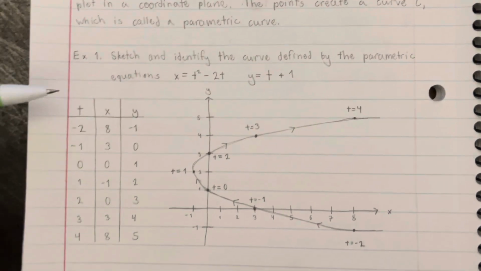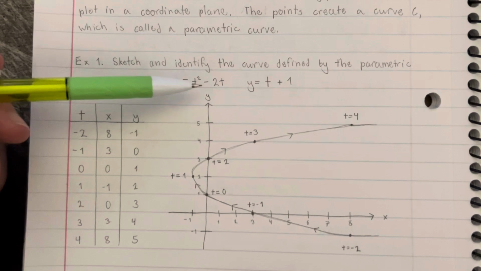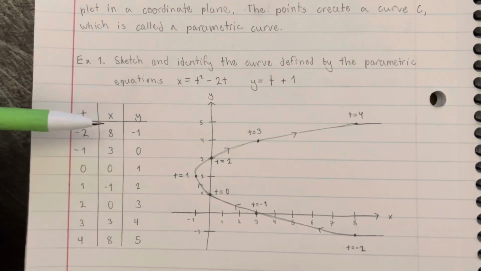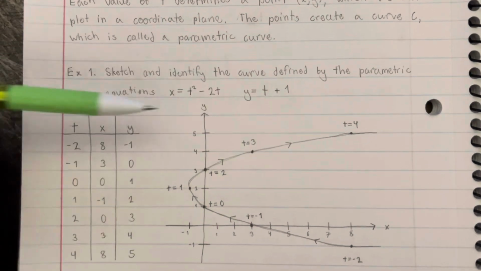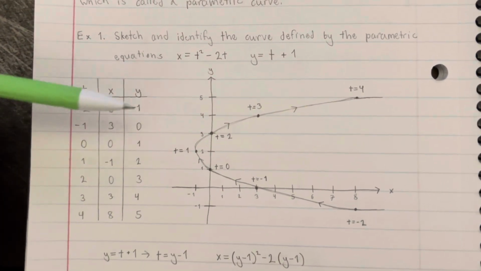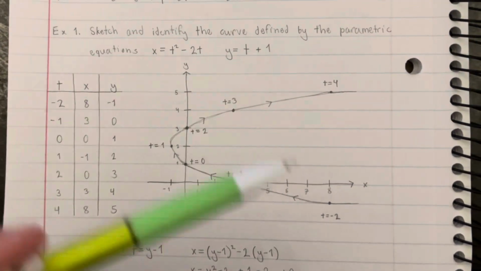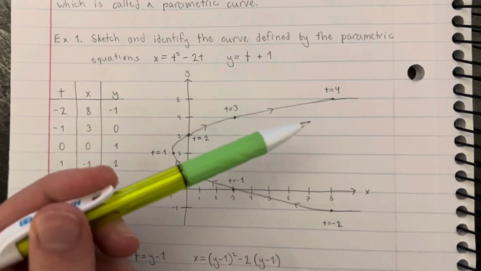We just plug those t values into these equations to get our x and y values. For example, when t is negative 2, we have negative 2 squared minus 2 times negative 2, which ends up to be 8. And when t is negative 2, y is equal to negative 2 plus 1, which is negative 1. Then we do this for all of our t values, and we get all of these (x, y) points. Then we graph these points and connect them all to form a parametric curve.